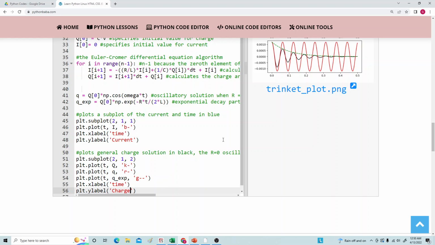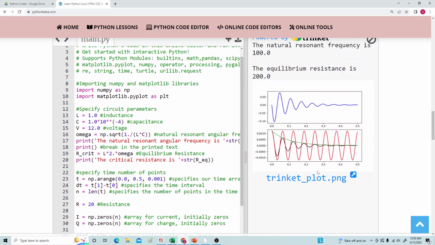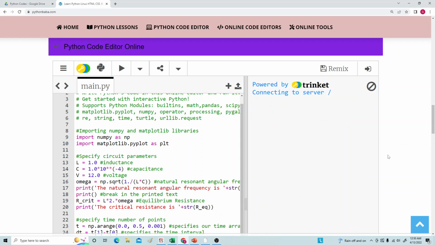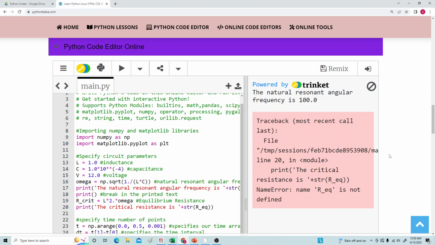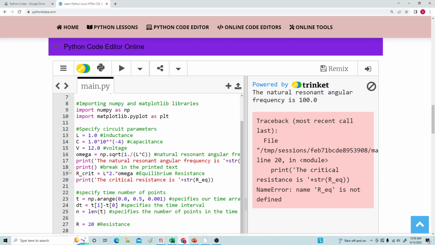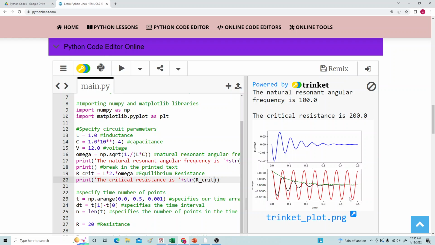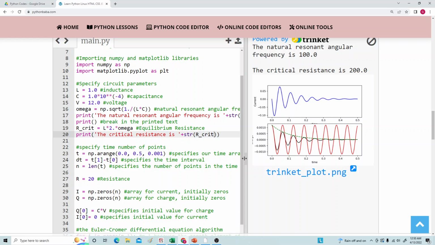Okay, so now we should be good to go. And if we run this, that's because I changed R critical. So this should be R crit. And there we go.